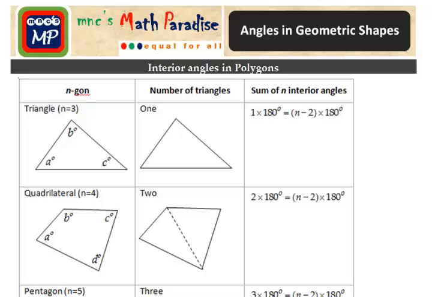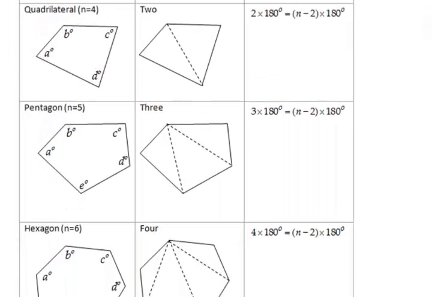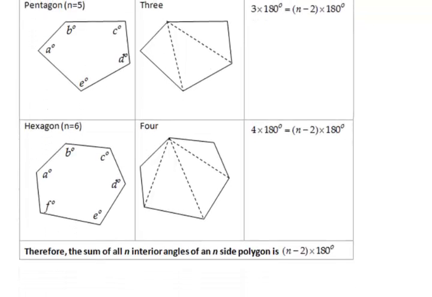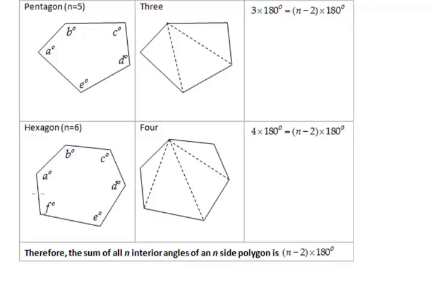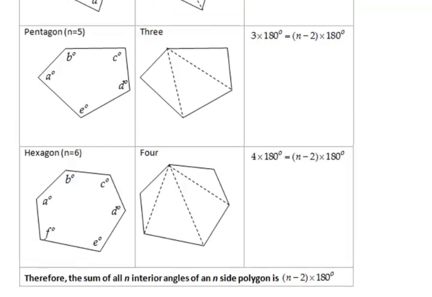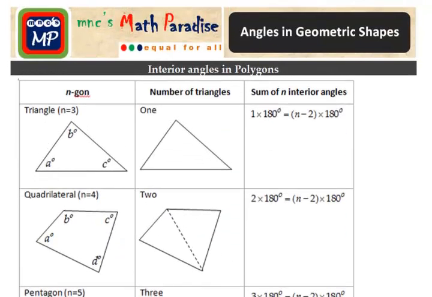If a polygon has 5 arms, 1, 2, 3, 4, 5, then it is called a pentagon. If a polygon has 6 arms, then it is called a hexagon. So n equals 6. In this way, in general, we can say if a polygon has n arms, then it's an n-gon. Here we will find a formula to get the sum of n interior angles.